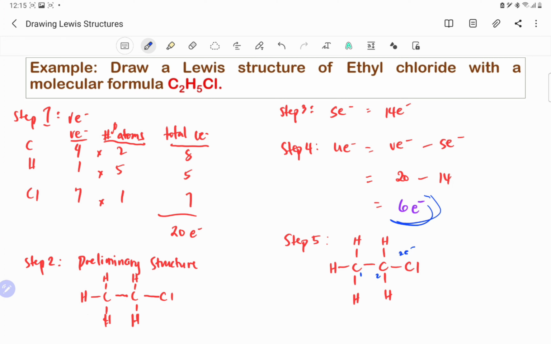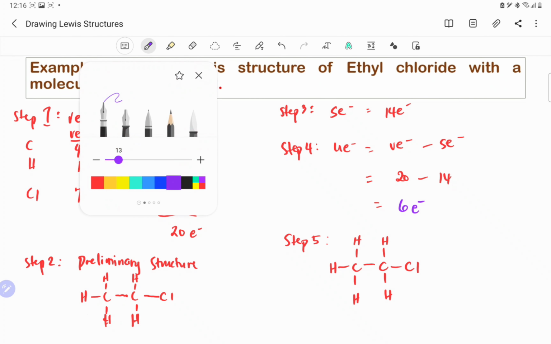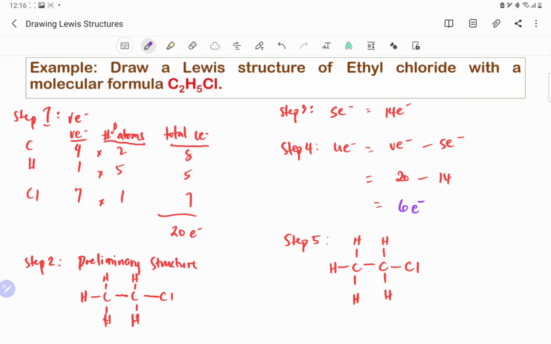So we need to distribute this as lone pairs, not bonds, because you have no other atom based on the molecular formula, so it doesn't make sense to distribute these 6 electrons as a bond. So just erase this one. We have to distribute this as lone pairs. So 1, 2, 3, 4, 5, 6. So there you have it. We have already drawn the Lewis structure of ethyl chloride.